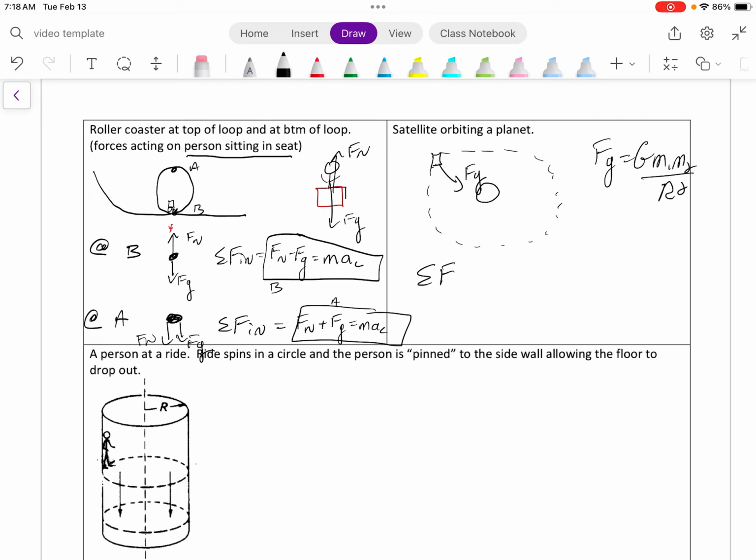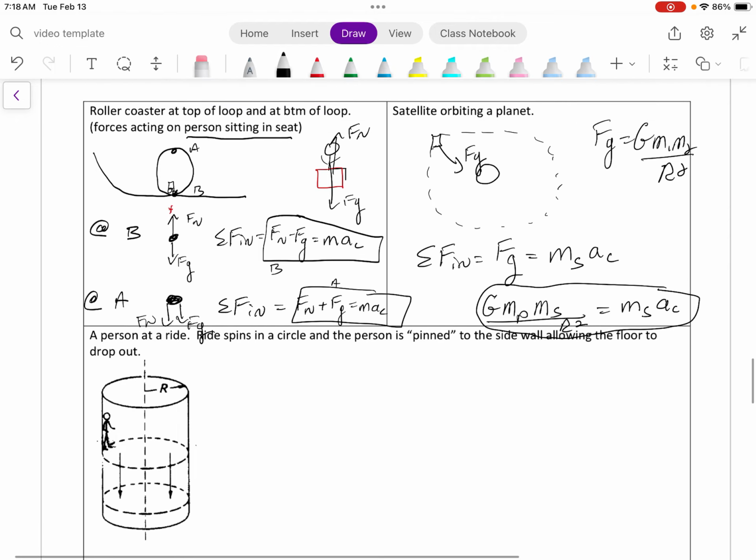So I'm going to sum the forces inward. There's only one. It is the force of gravity acting on the satellite. It is then equal to the mass of the satellite times the centripetal acceleration of the satellite. And then I will plug in mass of the planet times the mass of the satellite divided by the distance to the center of masses squared equals mass of the satellite times centripetal acceleration. And then I will plug in whatever information I can or need to for centripetal acceleration.